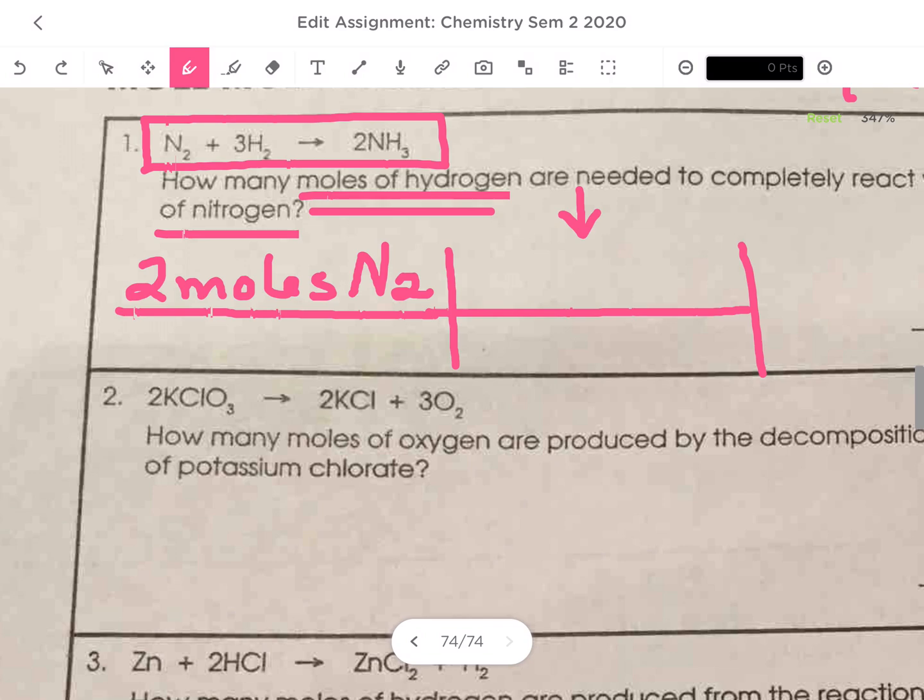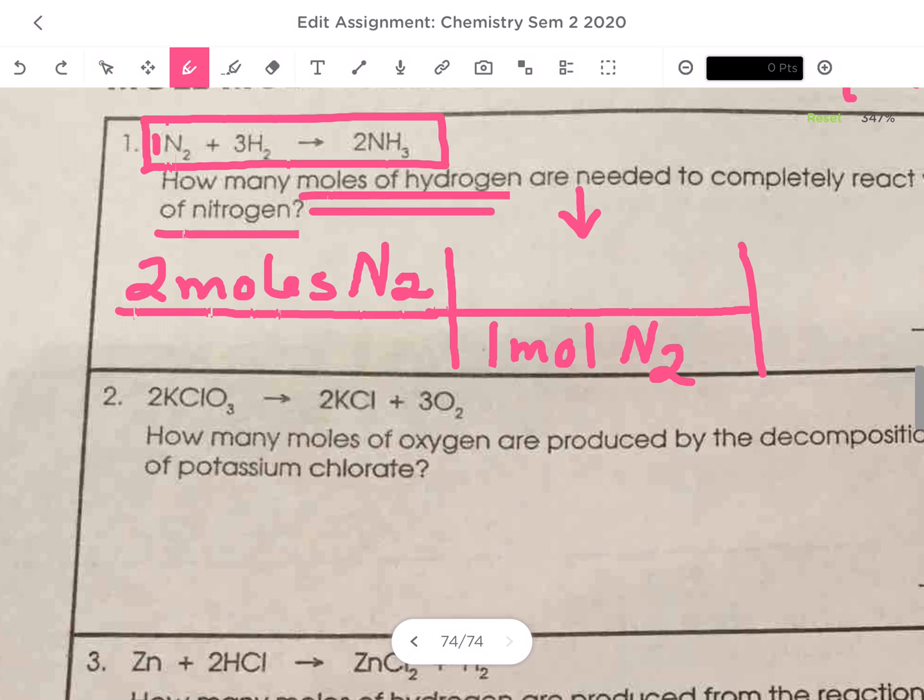I have 1 mole of N2 on the bottom, because there is a 1 right there. And what am I trying to find? Moles of hydrogen. That's my double underline.